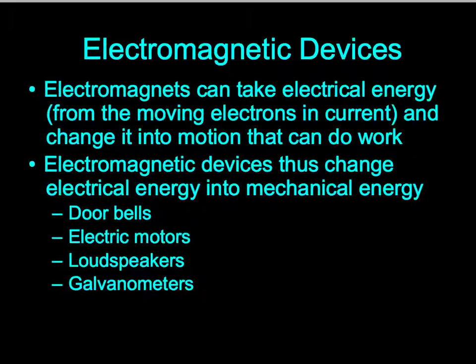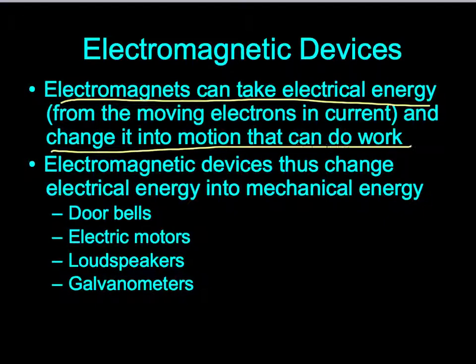Electromagnets can take electrical energy and change it into motion that can do work. So we can take electrical energy, turn it into motion that can do work. Remember, energy is never lost. It only changes from one form to another. So we can take electrical energy, we can turn it into mechanical energy, which can then be used to do work.